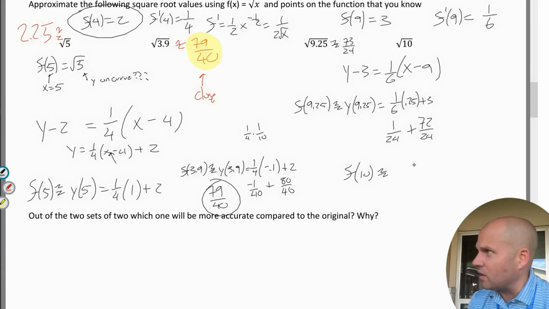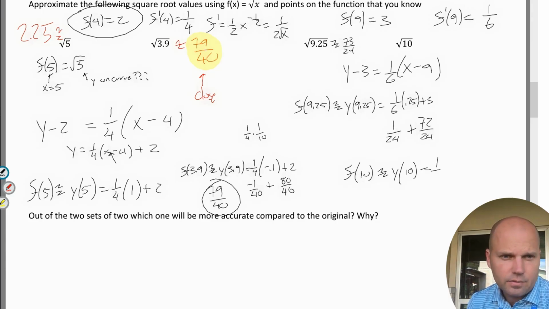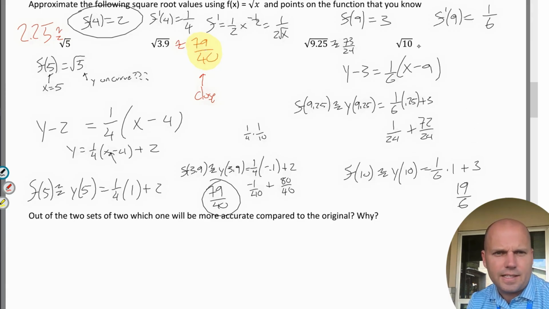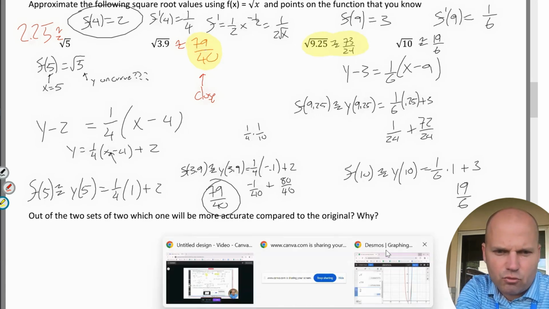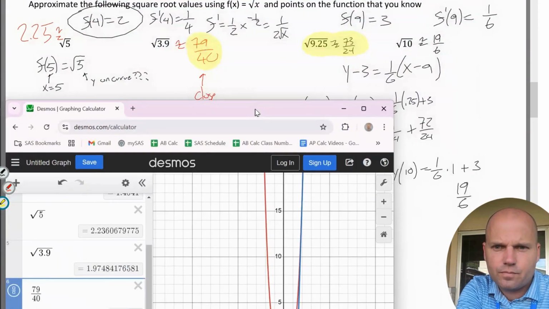And then I will do the same thing at 10. Instead of approximating the y value on the curve, I will find the y value on the line. Cool. And I get 19/6. I know that this is going to be probably more accurate. I mean, not probably, definitely more accurate because it's closer to the point that I know. It's really cool to see how accurate we are.